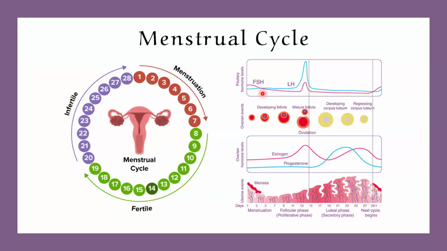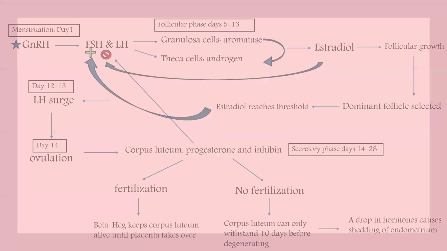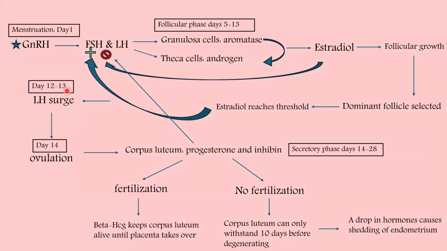And then when estradiol hits that threshold, you're going to have a surge in FSH and LH, but LH is more, okay? LH is the blue line here. This surge of FSH and LH happens right before ovulation, like a day or two before ovulation. So day 12, day 13, the LH surge will happen. Day 14, you're going to have the ovulation, okay?